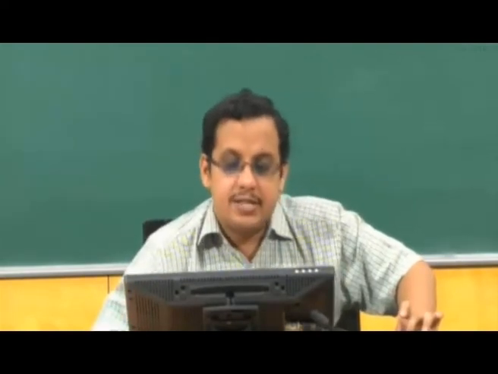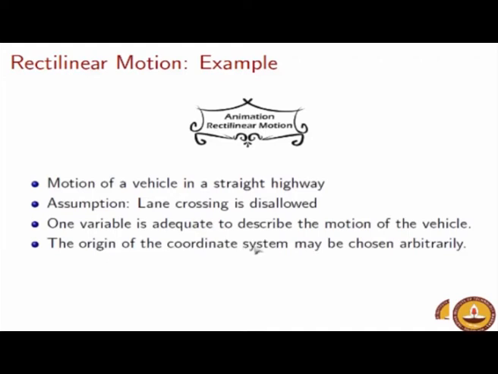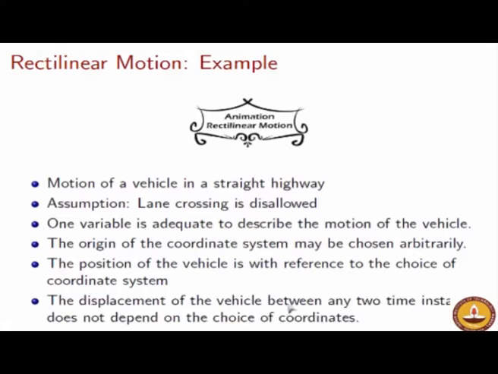So the assumption in this example was that lane crossing is disallowed, and as I just talked through, one variable was adequate to describe the motion of the vehicle, just one variable, which is x, but the origin of the coordinate system may be chosen arbitrarily. There is nothing like this is the choice and you have to follow it; anything is perfect. But remember, despite the fact that the position will depend upon the origin of the coordinate system, the displacement of the vehicle between any two time instants does not depend on the choice of coordinate system.